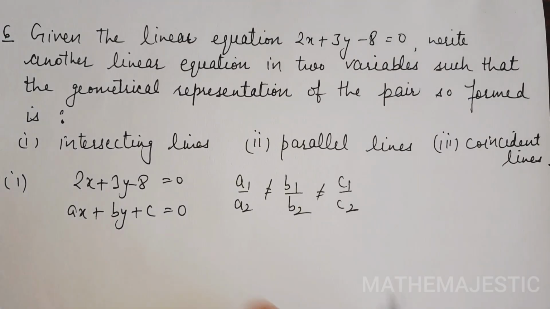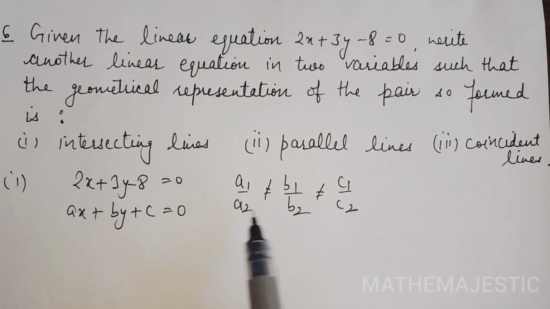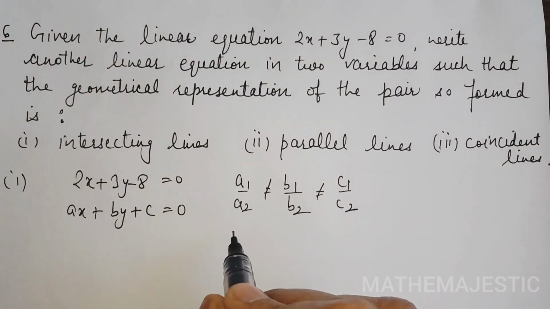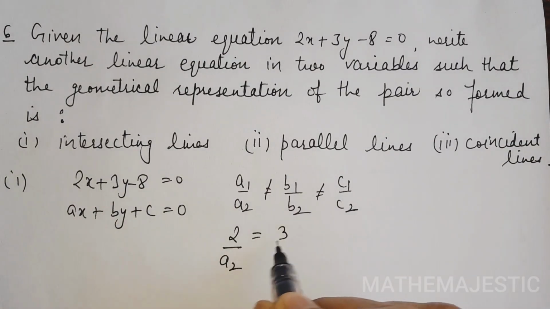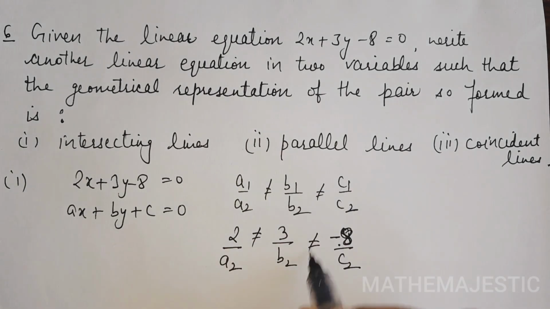So we need such values here that the ratios should not be equal. You can take any number here. There may be an infinite number of lines like this. Because a1 is 2 here, you need to find a2. b1 is 3 here, you need to find b2. And c1 is minus 8 here, you need to find c2. They should not be equal also.